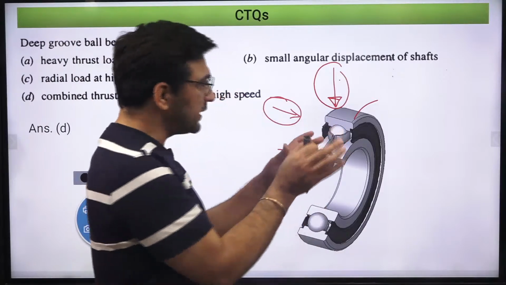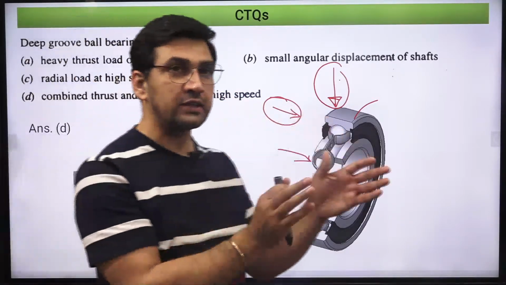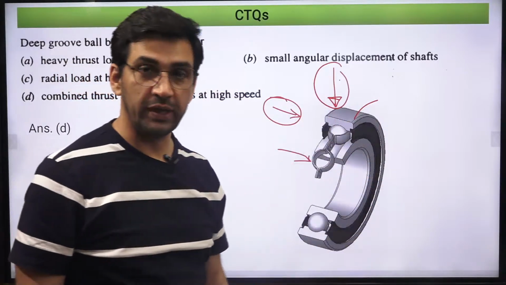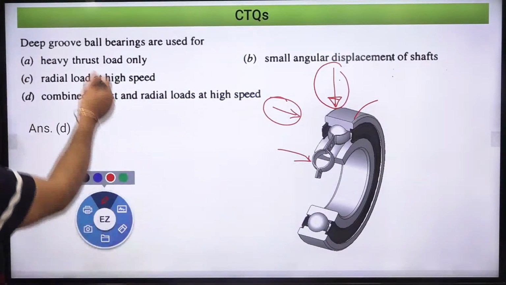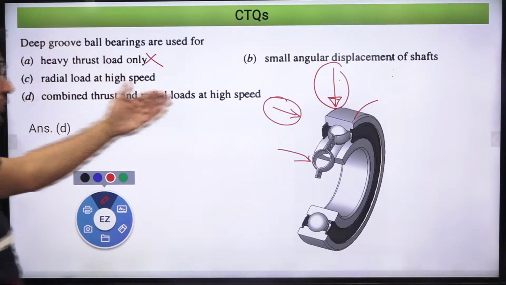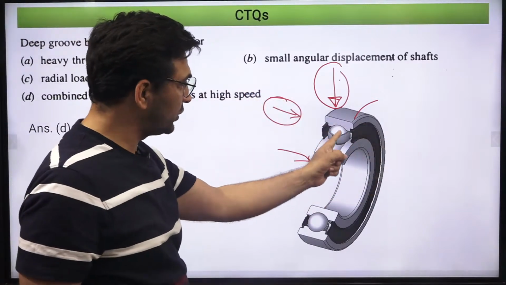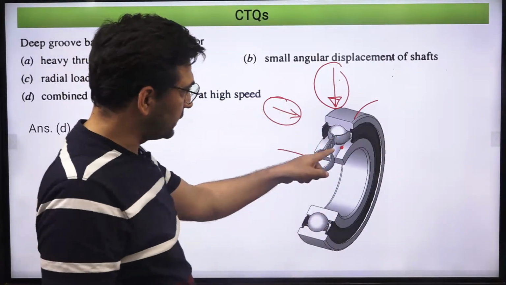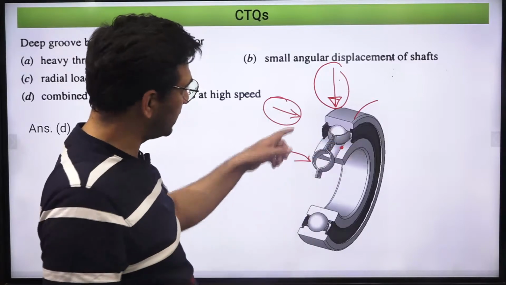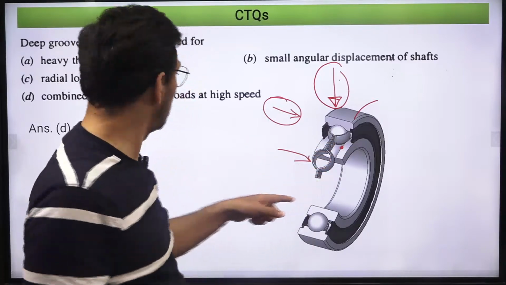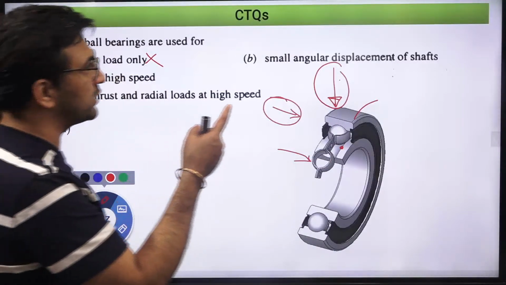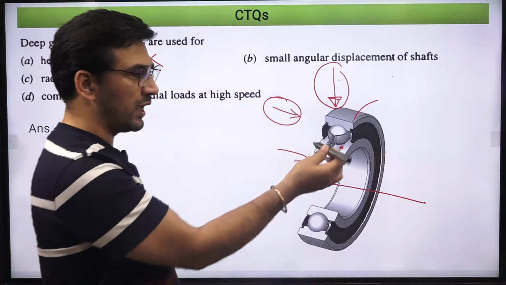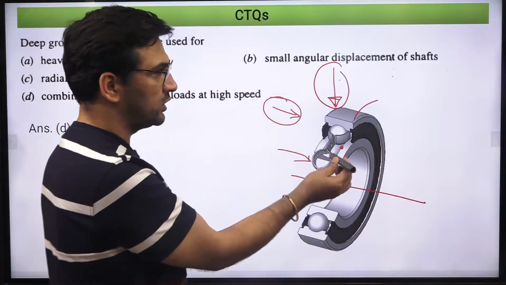So I can say that for moderate thrust and moderate radial loads, I can go ahead with deep groove ball bearings. If the thrust load is heavy, in any case I cannot take it, because then it will shift this ball towards this edge of the race. It will create noise and therefore damage it. We also cannot have small angular displacements of the shaft. Angular misalignment means this shifting of the shaft; it cannot accommodate that.